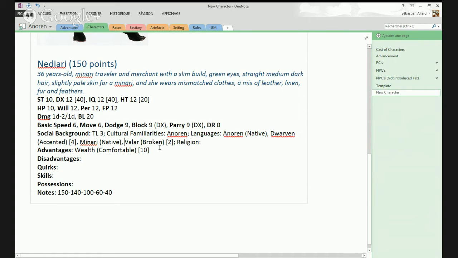Since she's Minari, I'm gonna give her the language for free. If you can justify your character to be a native, I don't see why you would have to pay for this language. So I have 6 points in language, and her religion will be the calming wind, like most Minari. And this doesn't cost a thing. It's just a social background detail. The traditional GURPS character sheet doesn't have this entry. This is a personal one for my campaign. So I'm at 34 points.